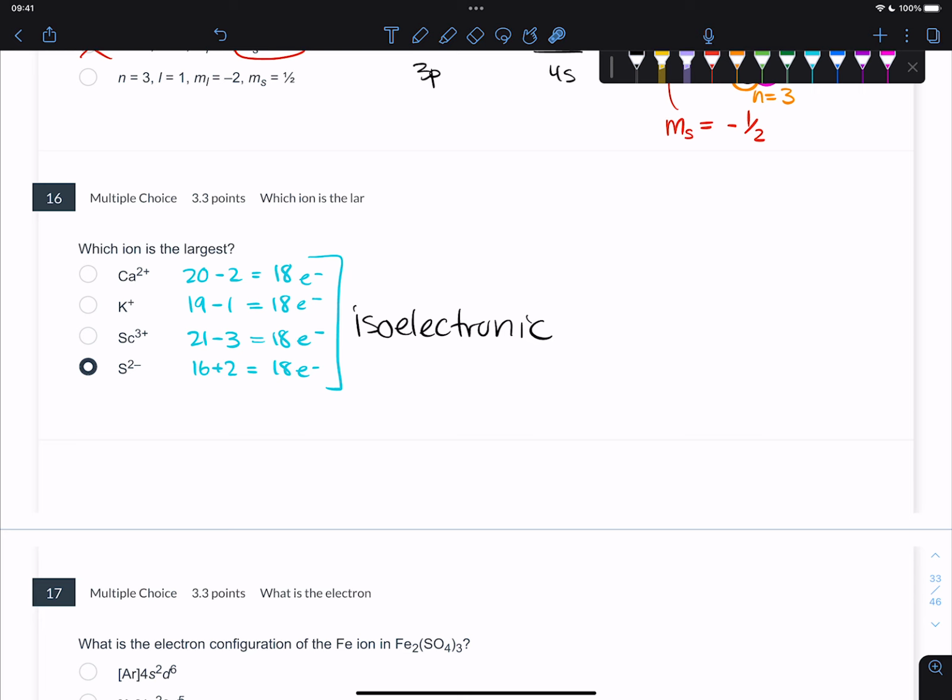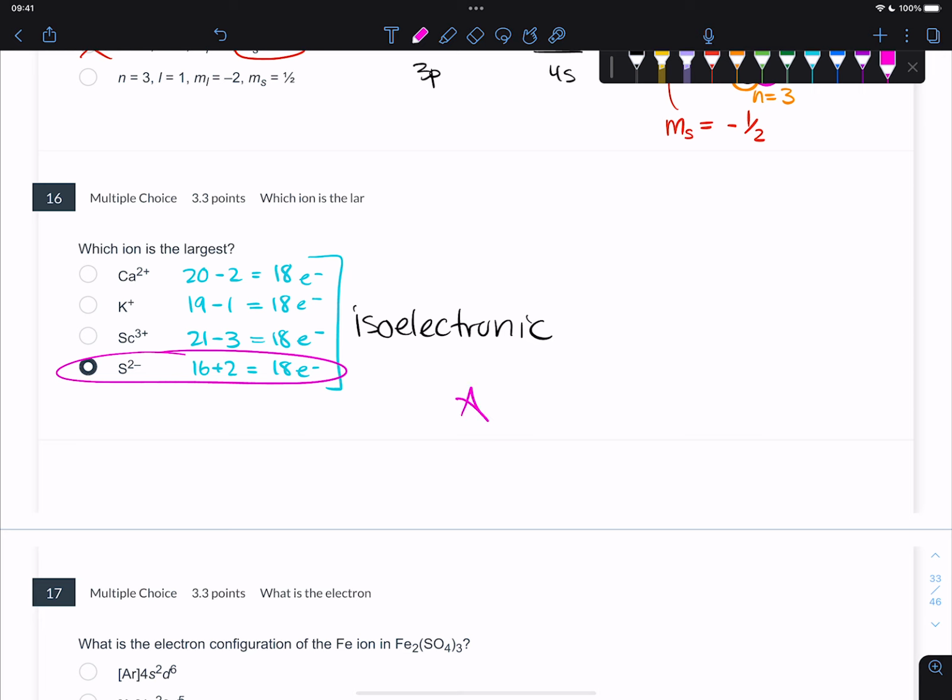They're all negatively charged. So this is losing 2 electrons, and this is losing 1 electron, and this is losing 3 electrons. But we do have something where we're gaining 2 electrons. So those extra 2 electrons are going to repel the 16 that were already there. And that's the reason why this one is largest.